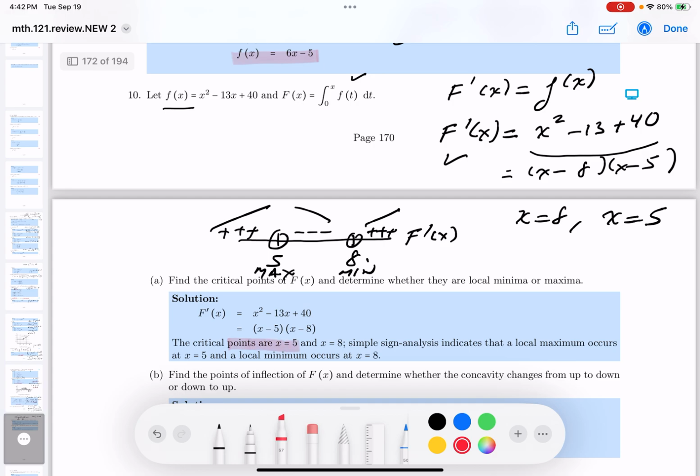All right, let's take a look, see if we did okay. The critical points are 5 and 8. We got that right. We did simple sign analysis, and we found out a maximum occurs at 5 and a minimum occurs at 8. We did okay. Let's go to B.